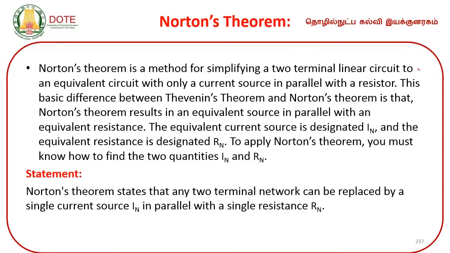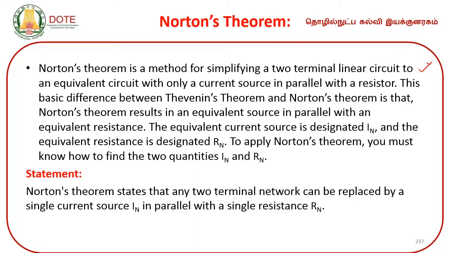Norton's theorem is a method for simplifying a two terminal linear circuit to an equivalent circuit with only a current source in parallel with a resistor. This basic difference between Thevenin's theorem and Norton's theorem is that Norton's theorem results in an equivalent source in parallel with an equivalent resistance. The equivalent current source is designated as IN and the equivalent resistance is designated as Rn. To apply Norton's theorem, you must know how to find the two quantities IN and Rn.